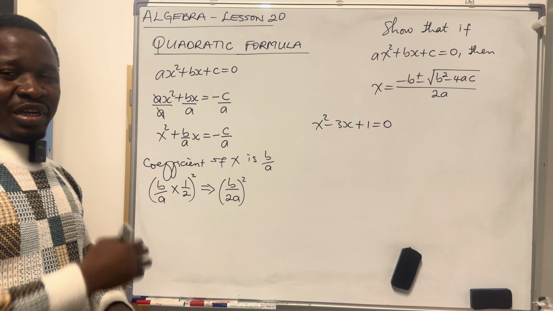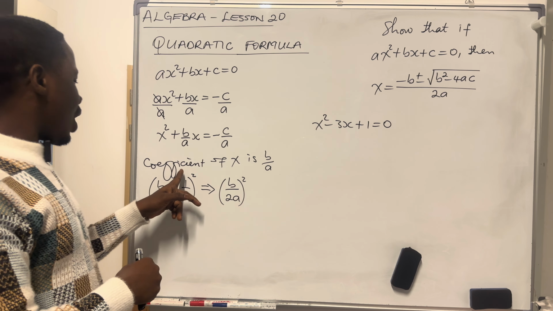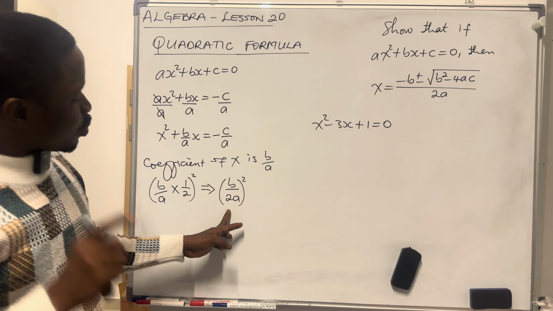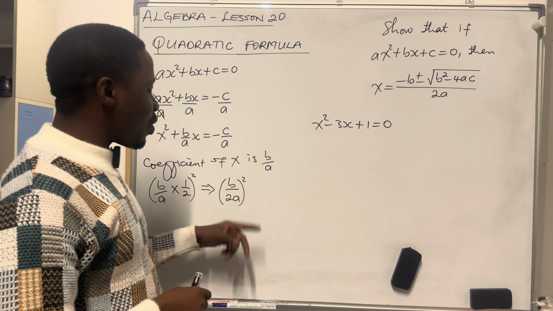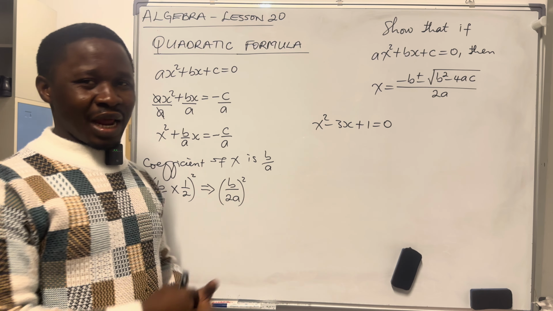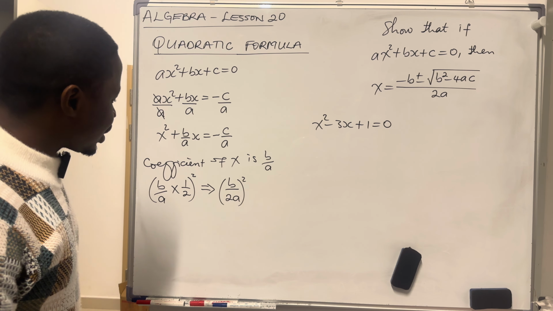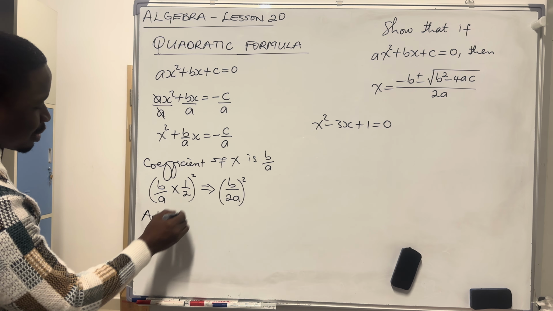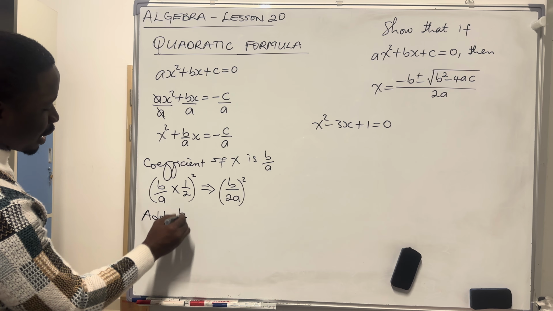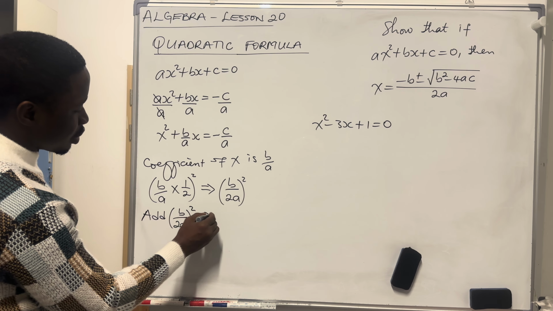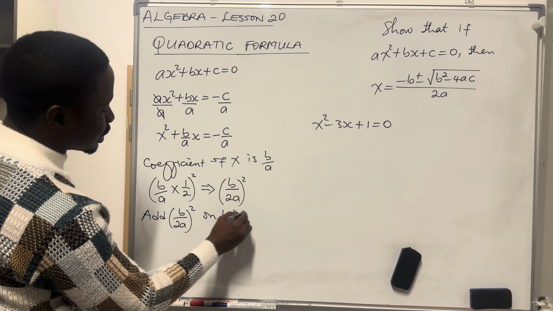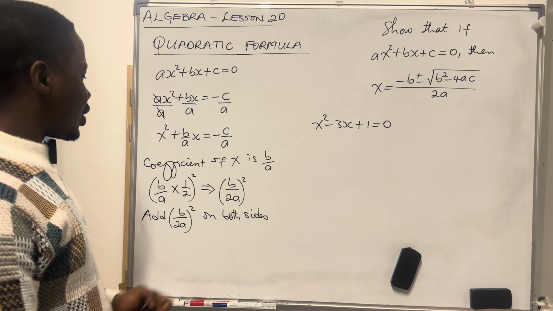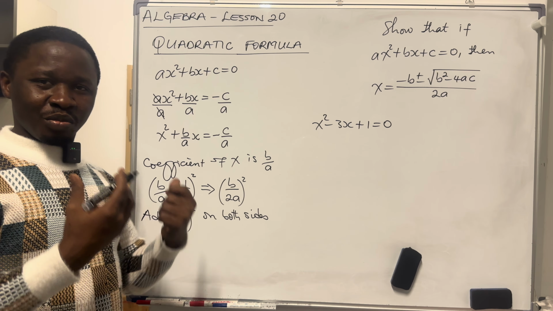Multiplying it by half is a fixed concept. Squaring it is always done. This is what we do. I know you can say b squared over 4a squared, but this is not the right time. So what is next? We add b over 2a, squared, on both sides. We add this one on both sides.